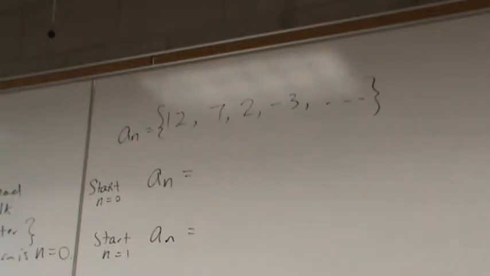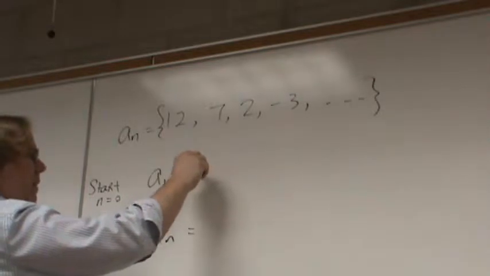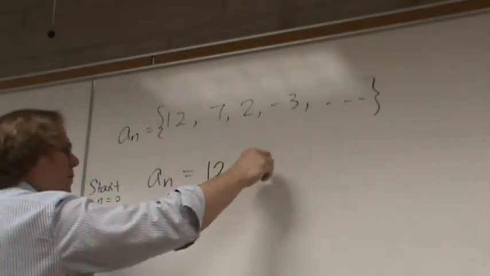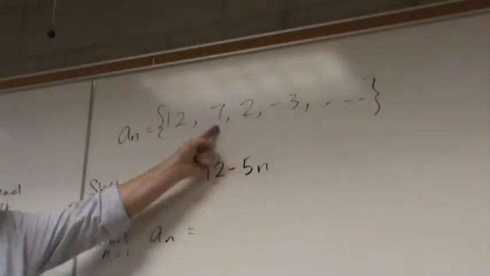All right. So someone tell me, what'd you get for the first guy? 12 minus 5n. Good. How many people got 12 minus 5n or negative 5n plus 12? Okay, yay. And there's always a way to check, right? Stick in a 0, do I get 12? Stick in a 1, do I get 7?